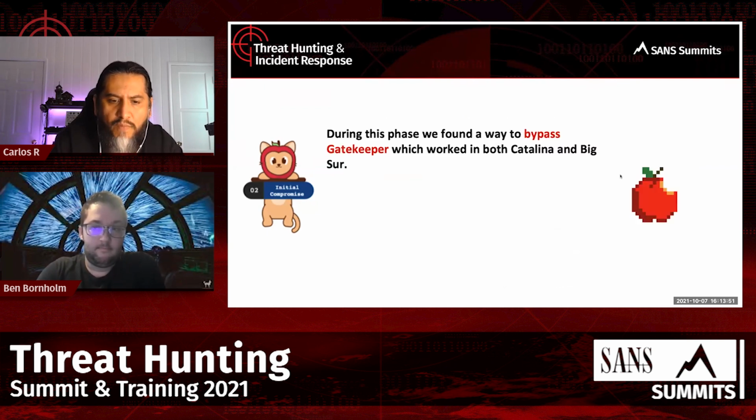Now, for the purpose of our presentation, one of the things you want to do is emulate Ocean Lotus. And in the process of doing that, we found a way to bypass Gatekeeper. Gatekeeper is a particular technology that Apple has that basically does code signing, and it prevents users from running malicious applications.